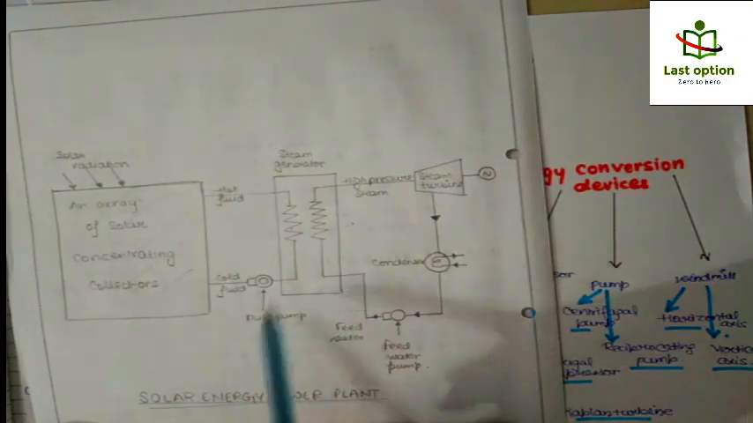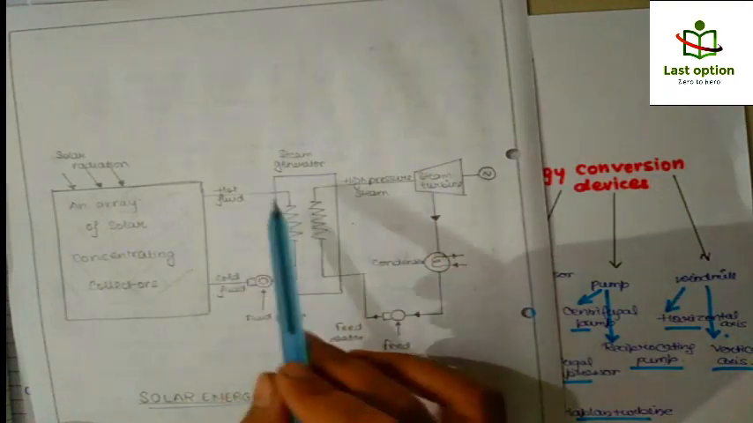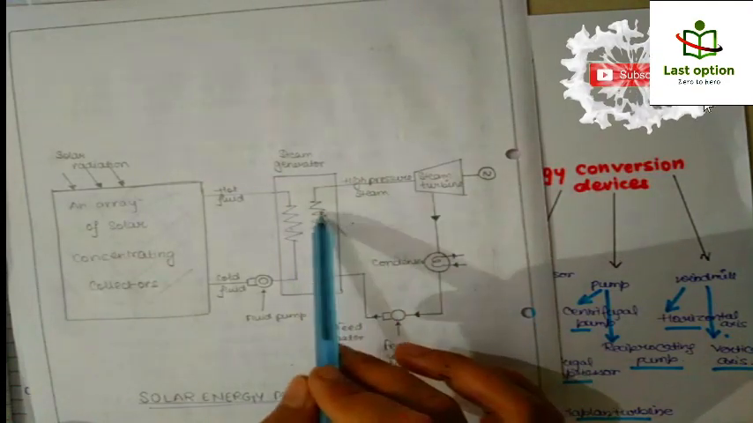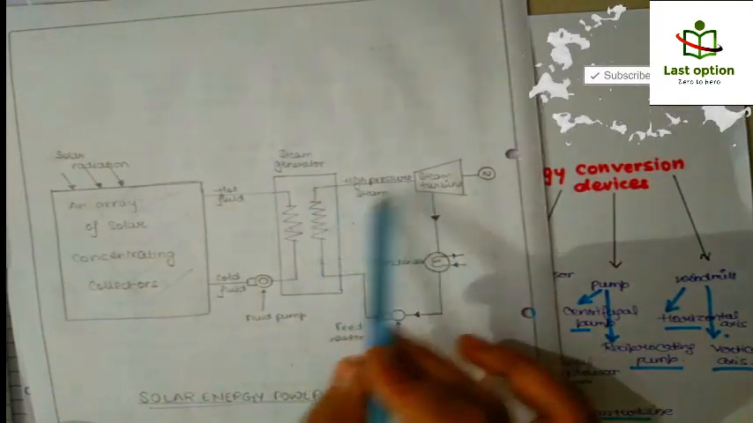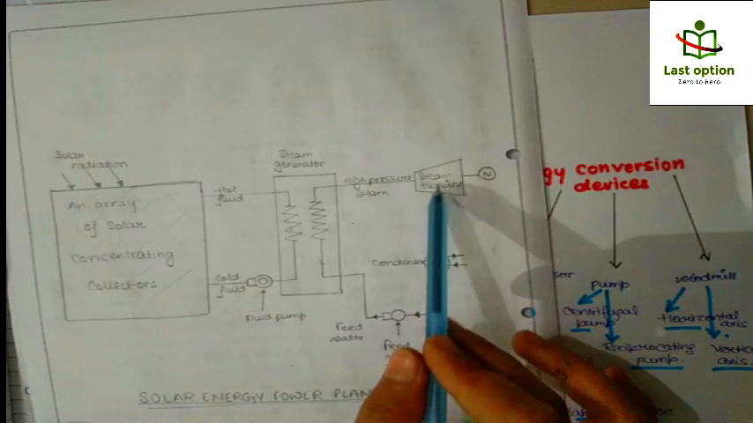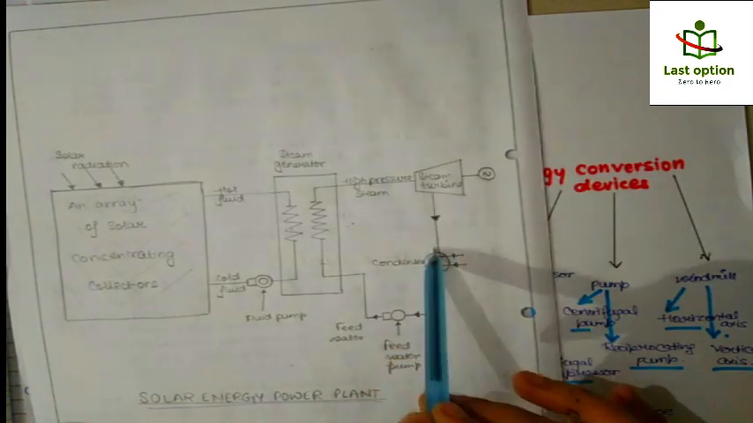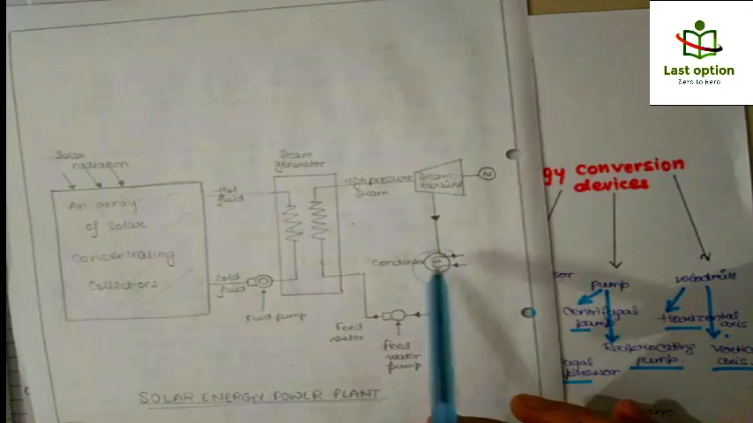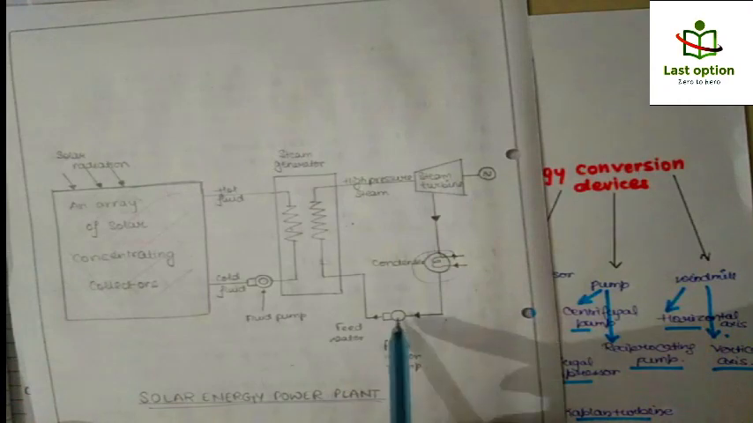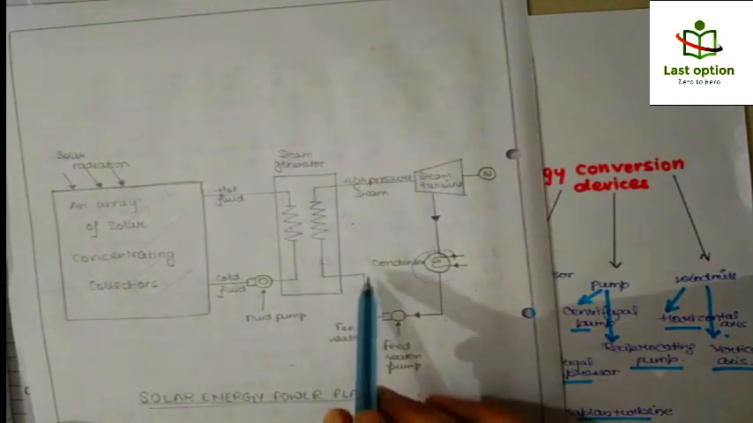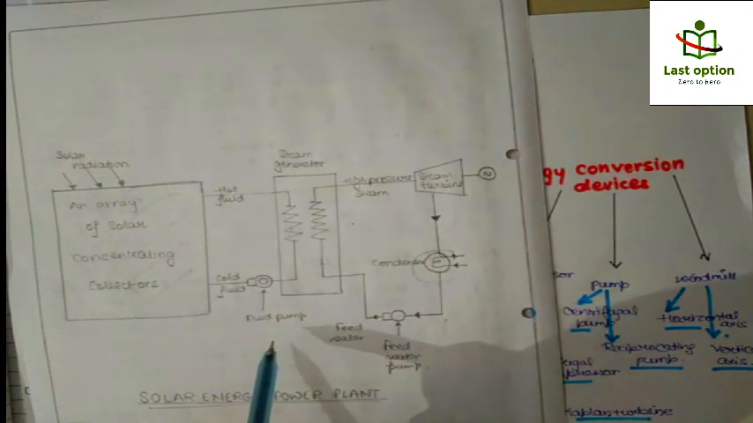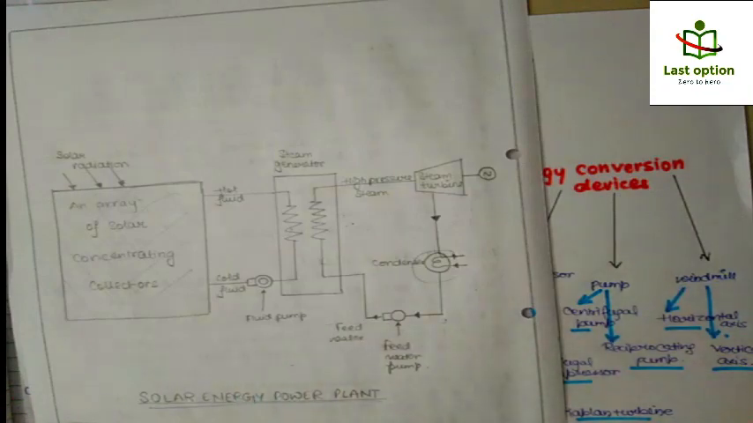Now, the heat of this energy is used to make the water hot, which becomes high pressure steam and goes to the steam turbine, rotating the turbine and generating electricity. The remaining condensate comes here, the condenser condenses it, and the feed pump makes the water flow as feed water, and then this process happens again. This is what a solar power plant is. Let's study the advantages and disadvantages of the solar power plant.